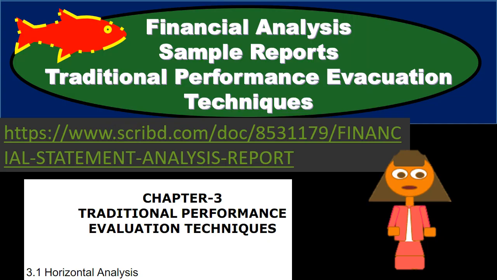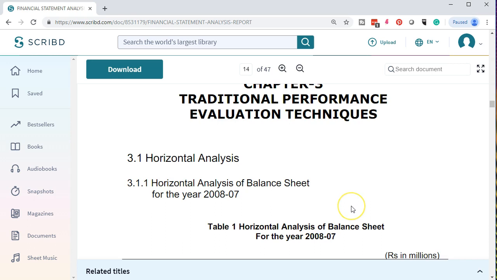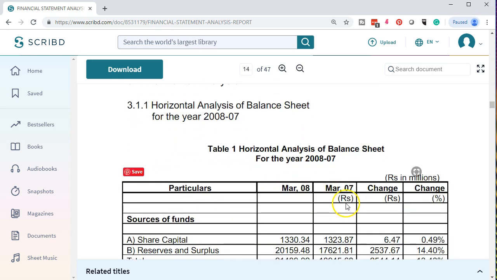operations. In this presentation, we will continue taking a look at our sample financial analysis report, this time taking a look at the traditional performance evaluation techniques section of the report. That will include the horizontal analysis, the vertical analysis, and trend analysis discussion. Here we are on Chapter 3 of the report. We have the traditional performance evaluation techniques. We'll start off with the horizontal analysis of the balance sheet for the year 2008 and 2007.